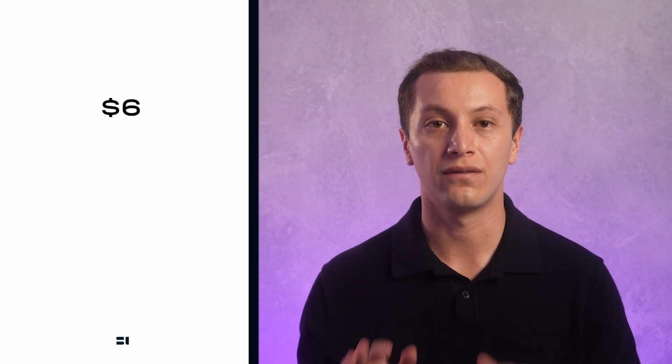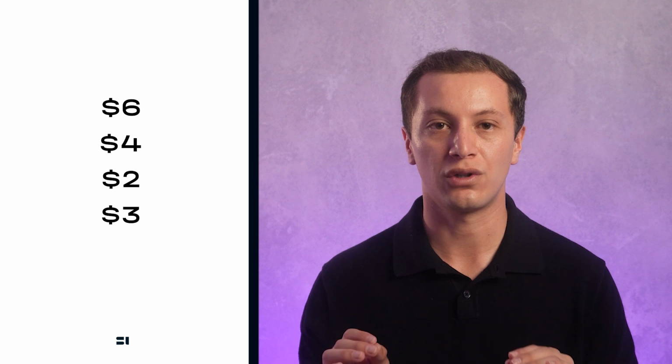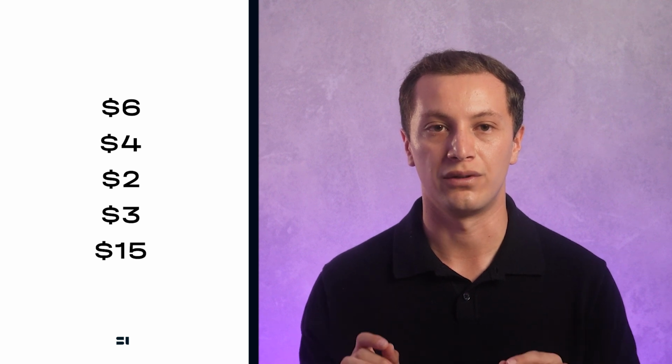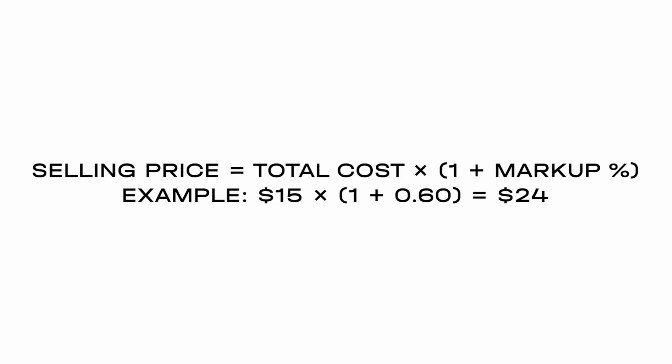Let's say you're creating and selling custom hoodies. Here's how your cost may look. Fabric 6, labor, your time or team's time 4, packaging 2, shipping 3, and your total cost is $15. Now you want a 60% profit margin, so you multiply 15 times 1.6, that is equal to $24. That's your price. Simple, right?